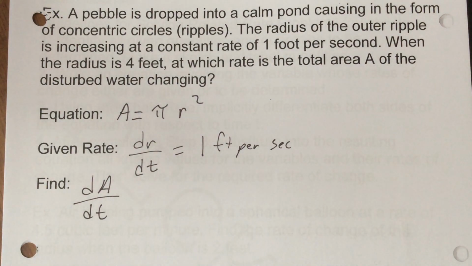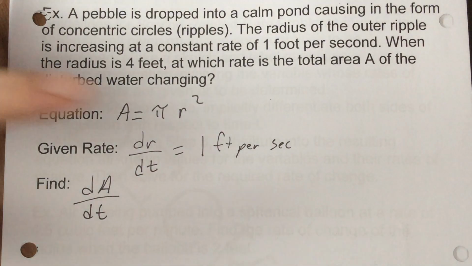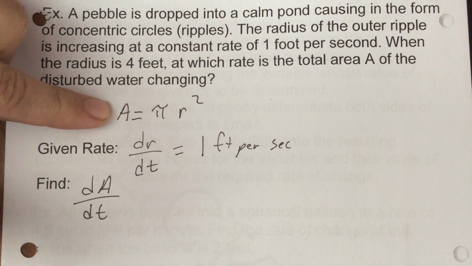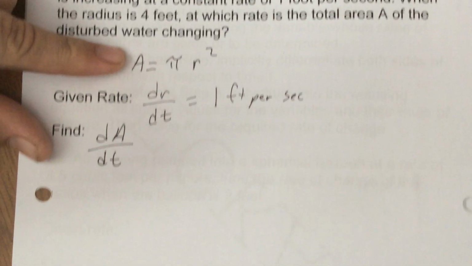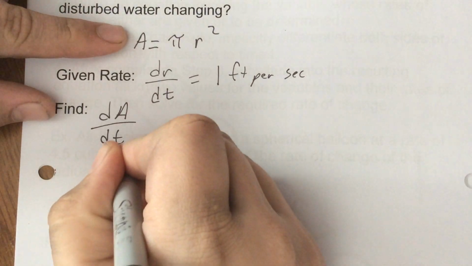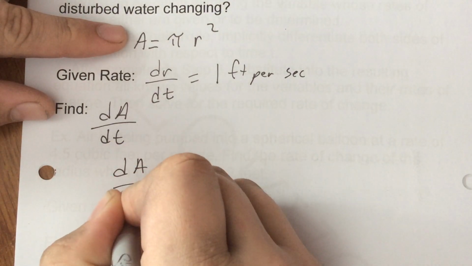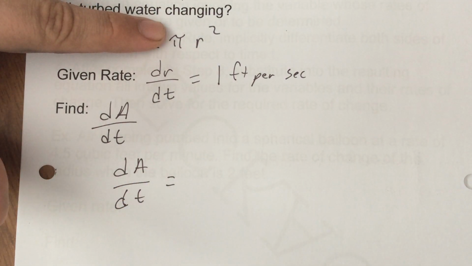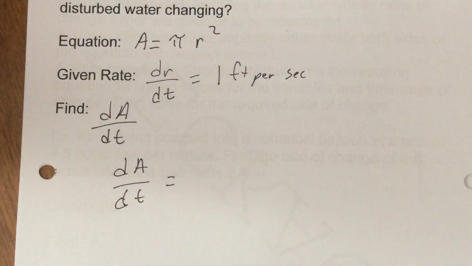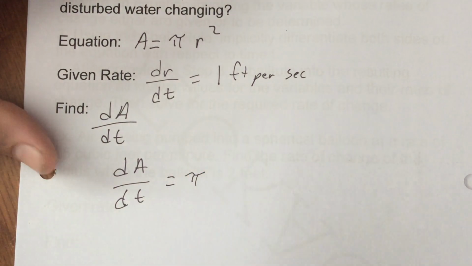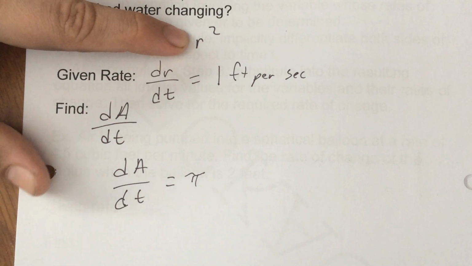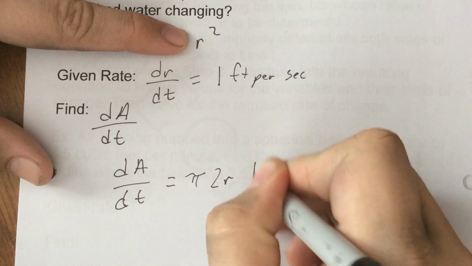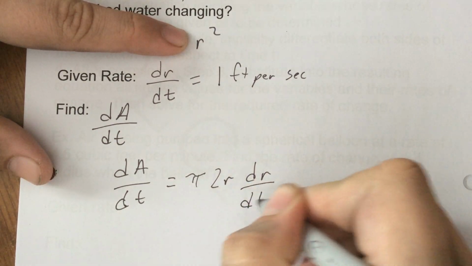Okay. So first thing always, find the derivative. We're finding the derivative of our equation. So derivative of A, well, it's not a t, so it's going to go to dA over dt. Pi is a number, so it's a constant. It's just a multiple that goes along with it, so we're actually just going to leave the pi alone. But r is going to go to 2r dr over dt.